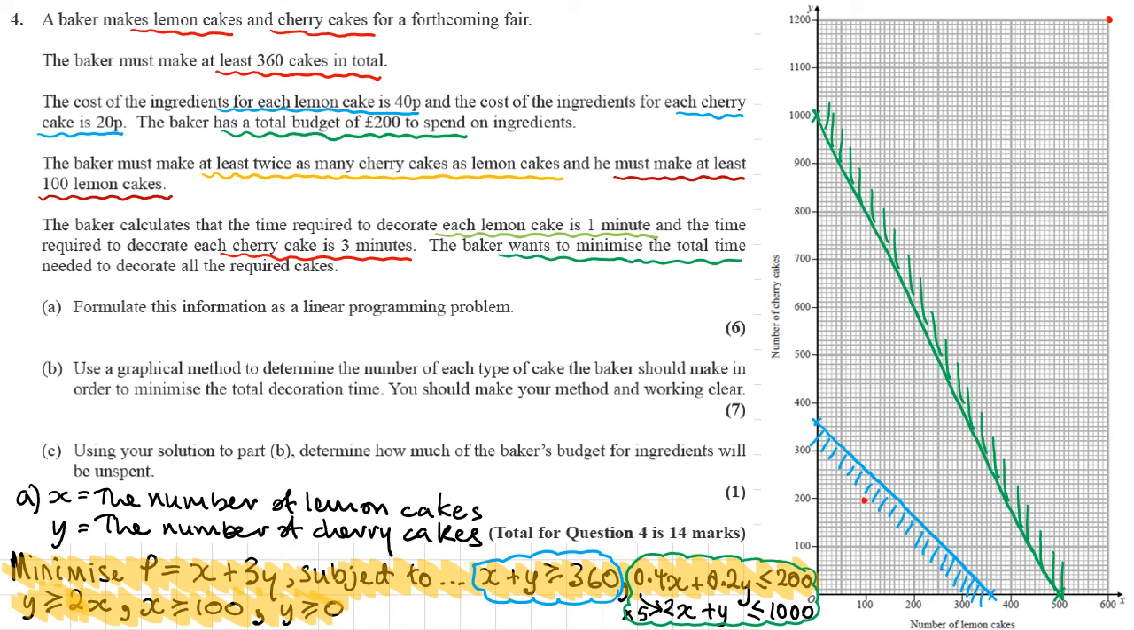And I know it's going to go through (0, 0). Okay, so I'll just need to join those points up. Okay, so there's my line here. So I want to find out which side I need to shade.